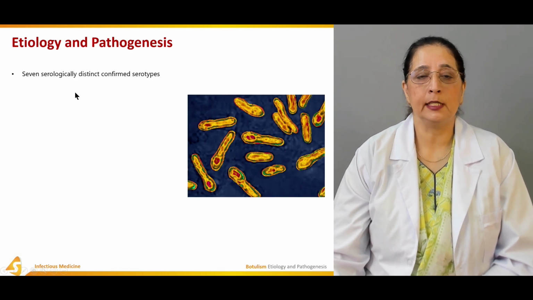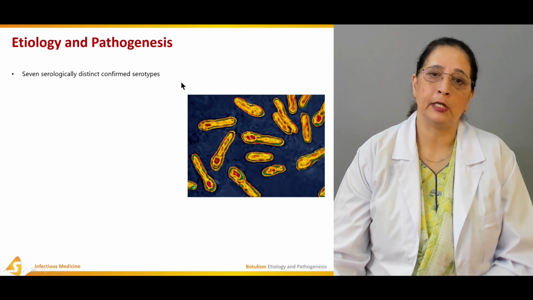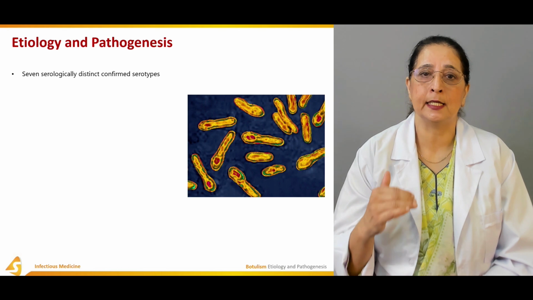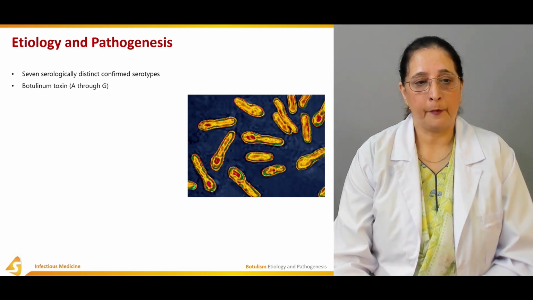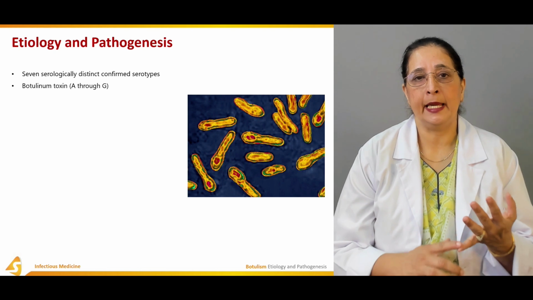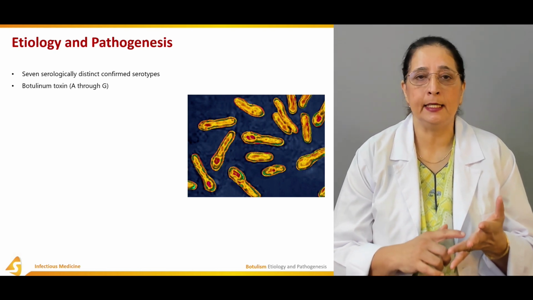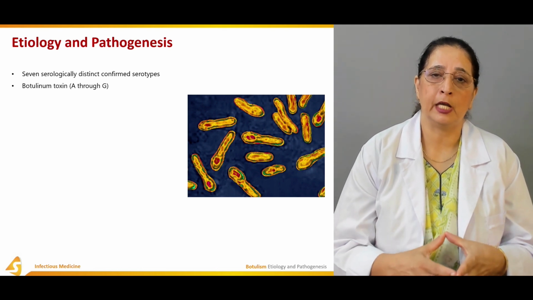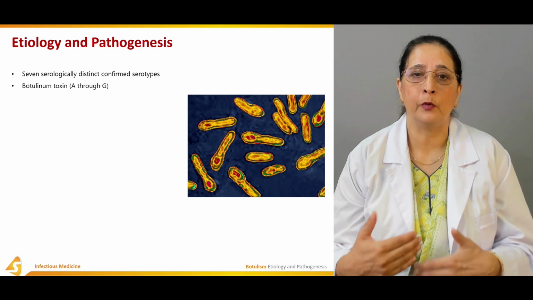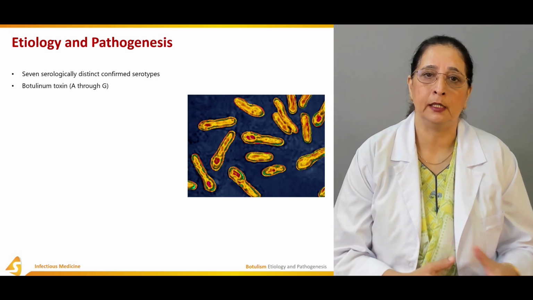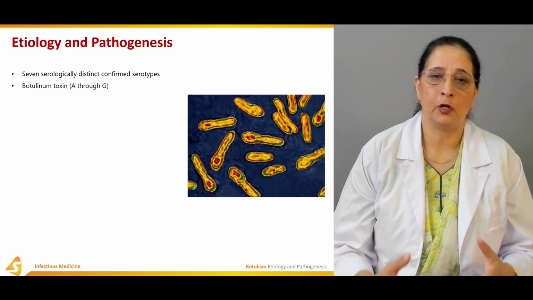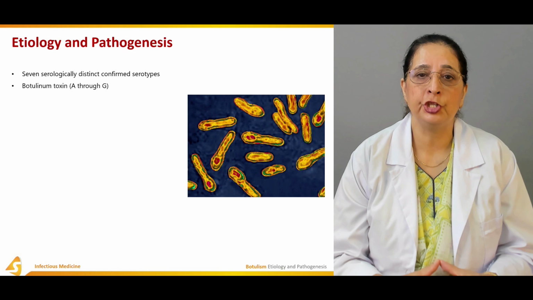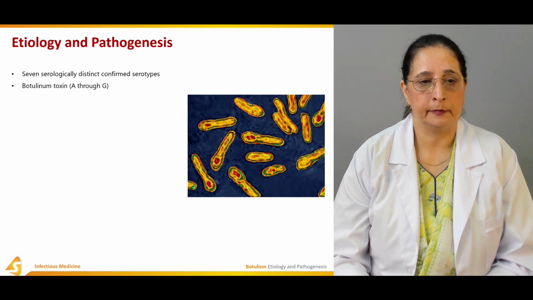Seven serologically distinct, confirmed serotypes of botulinum toxin are present. So we have seven distinct serotypes from A to G: A, B, C, D, E, F, and G. Different serotypes are more aggressive and more pathogenic than others. We will discuss them later on. So we have seven serotypes from A to G of the botulinum toxin.